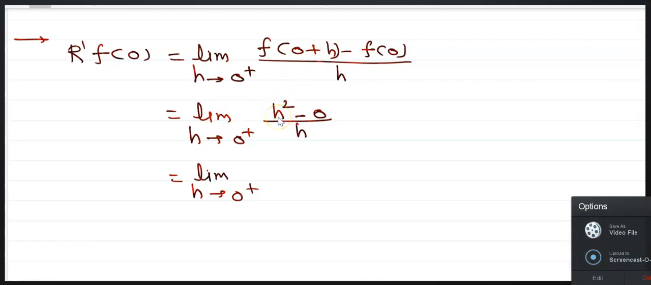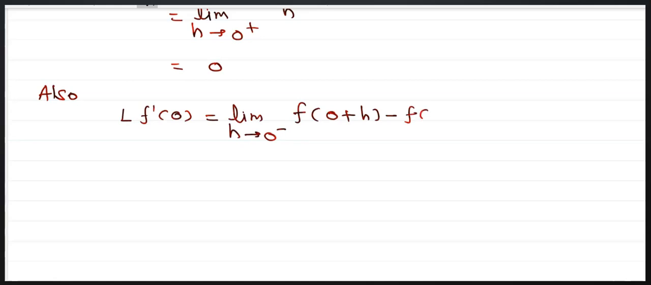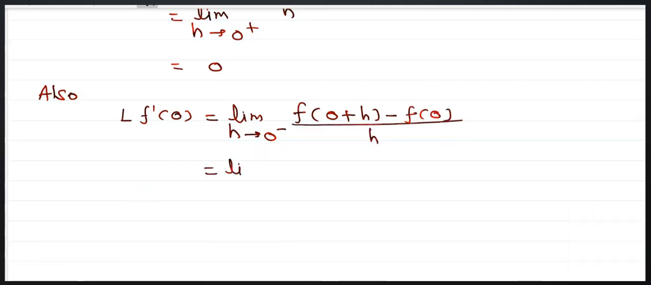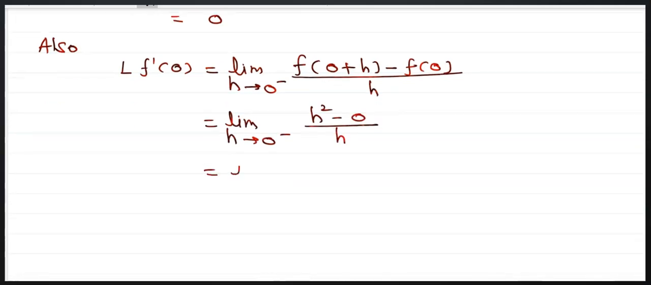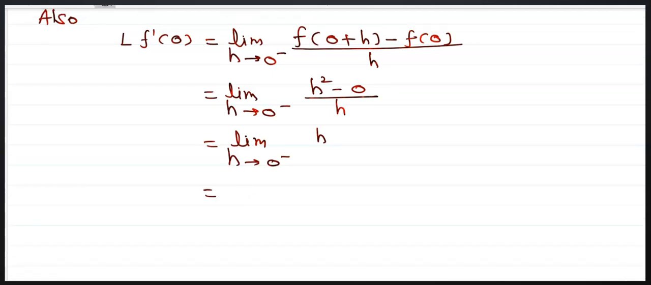Now h will get cancelled, and its limit is 0. Left hand side limit f dash of 0: limit h tends to 0 minus, f of 0 plus h minus f of 0 upon h. That is limit h tends to 0, h square minus 0 upon h, that is h upon h. And overall, you will get its left hand side limit is 0.